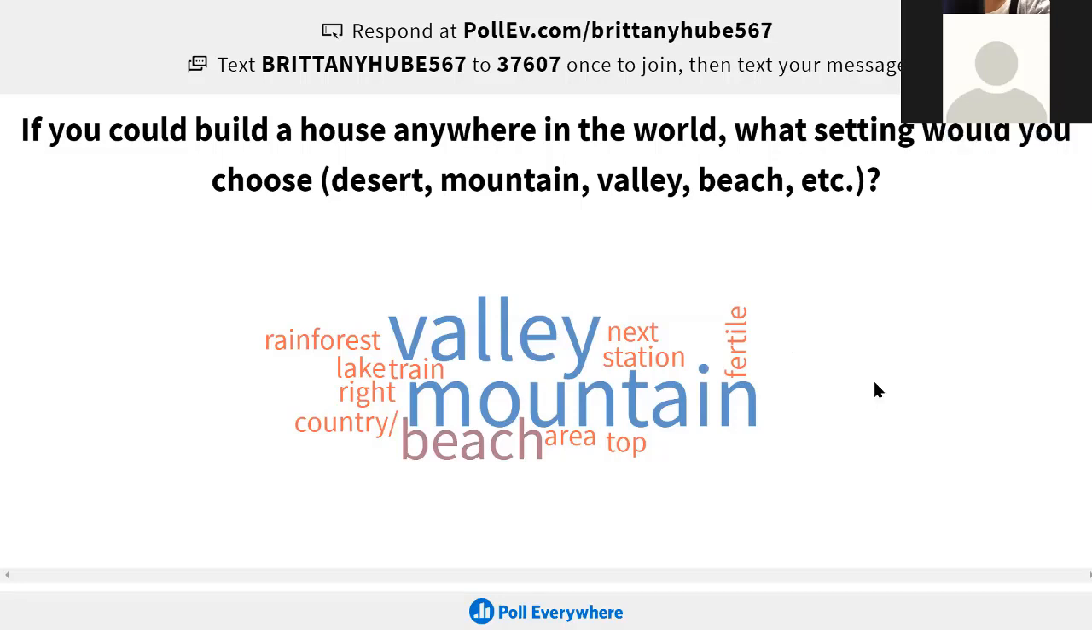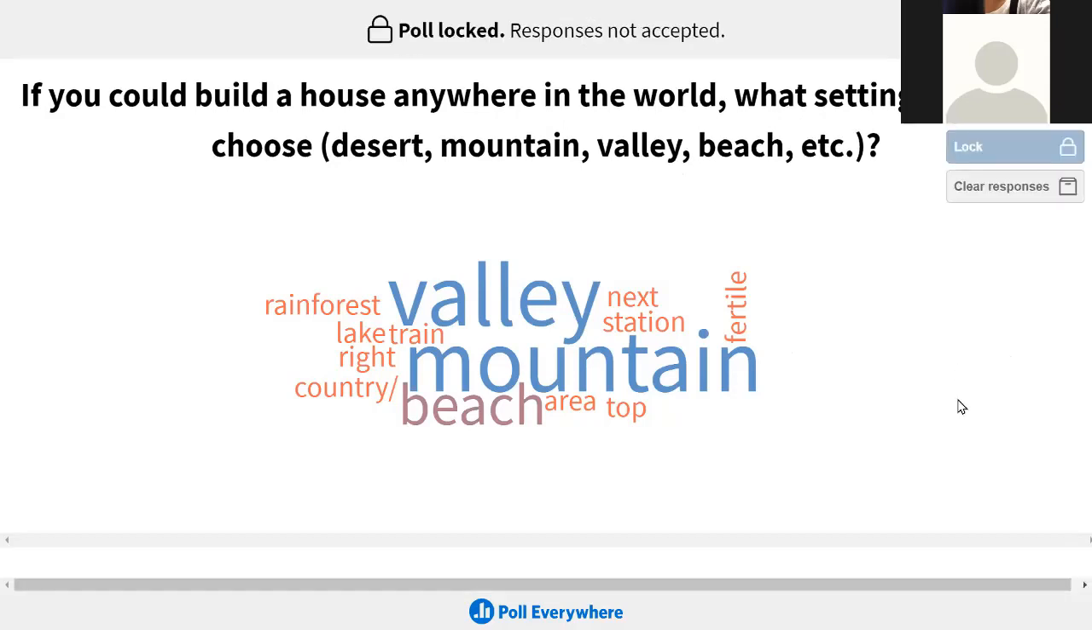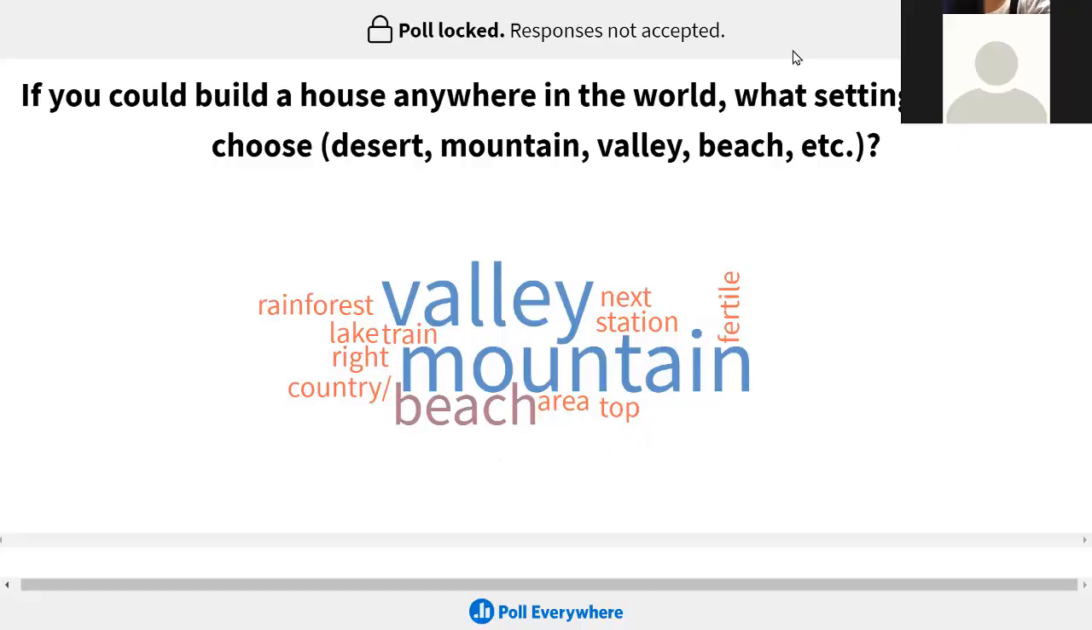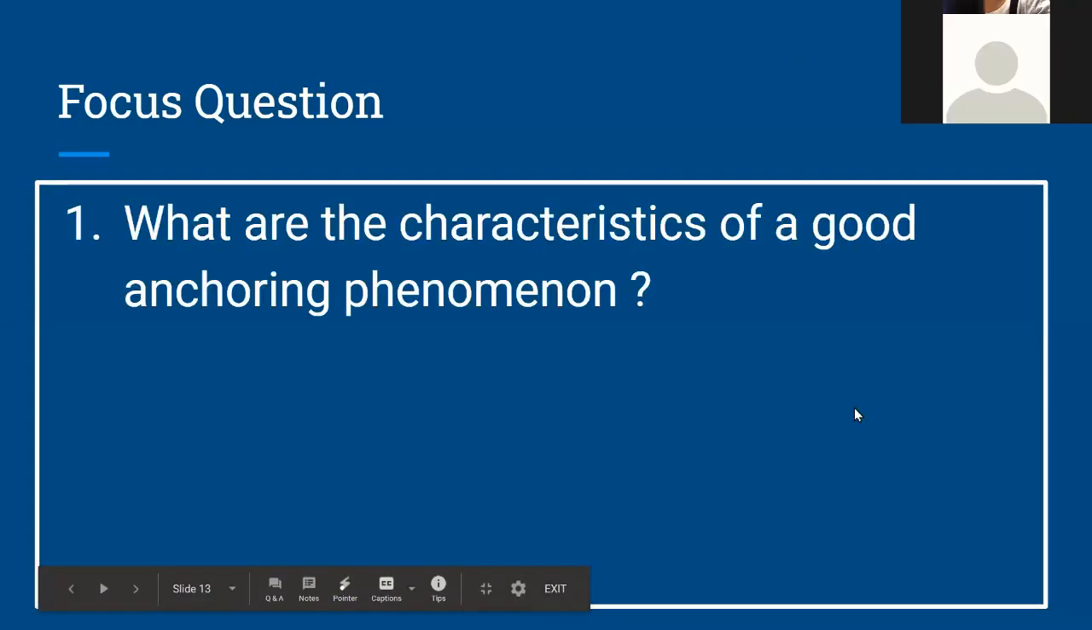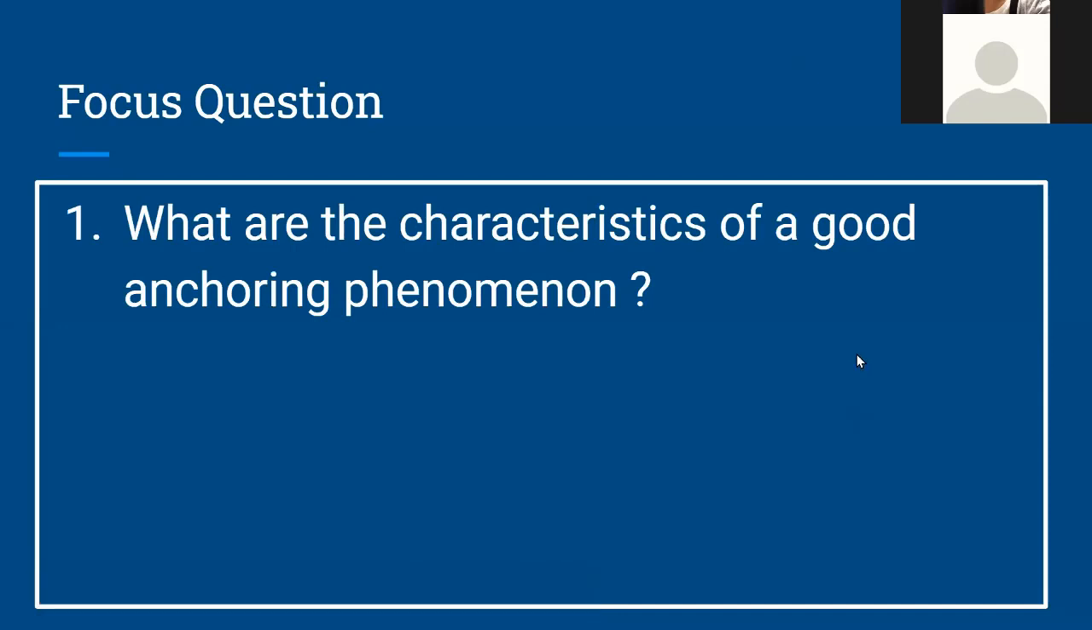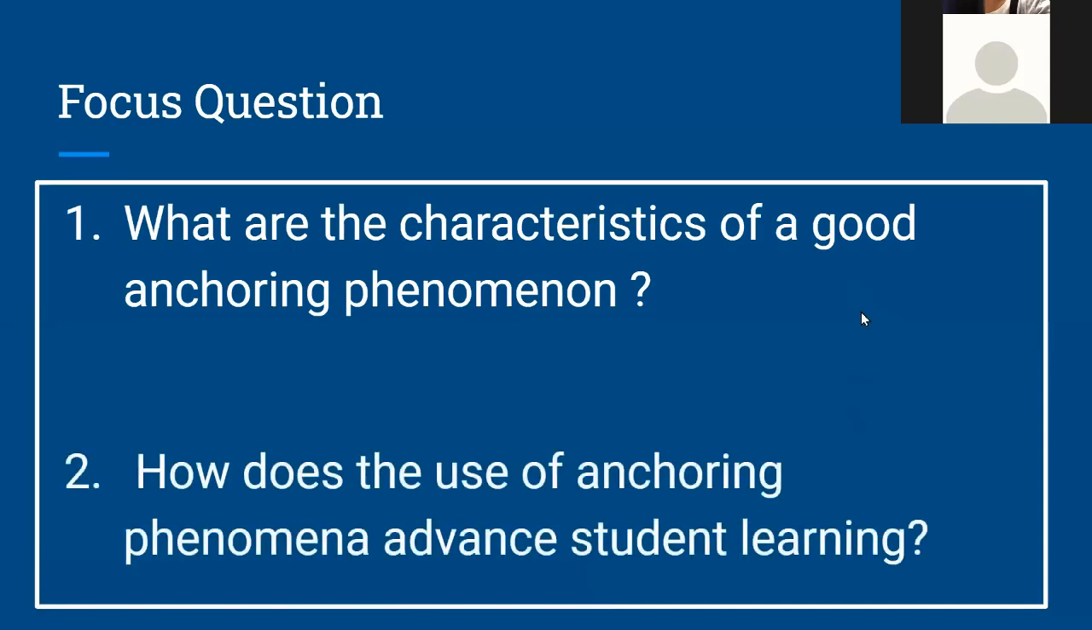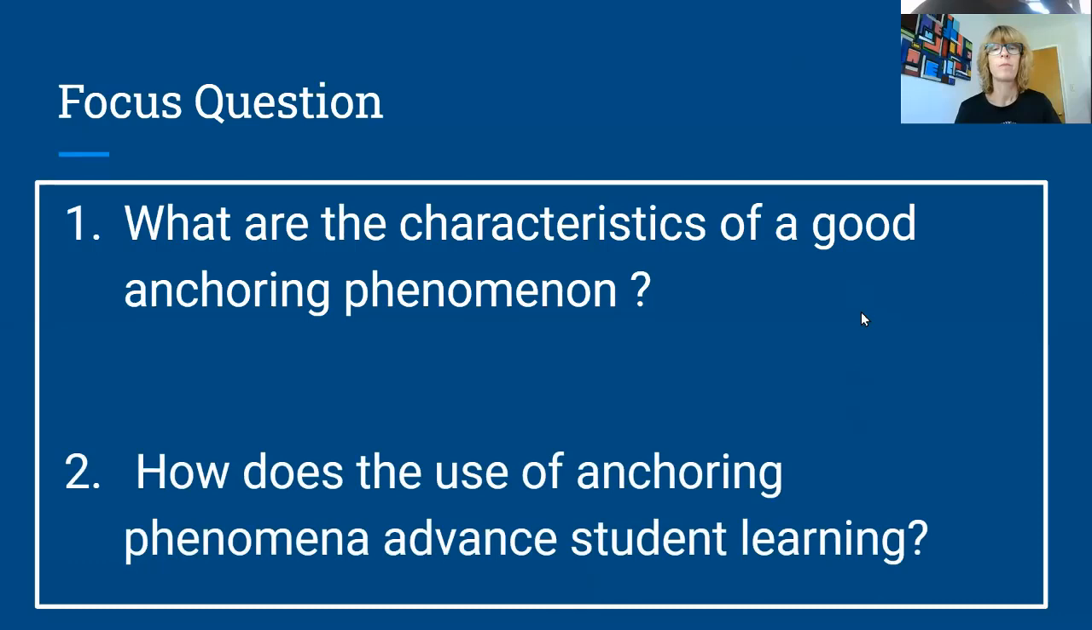So we're going to think a little bit about how we build a house today. Keep this image of where you're going to build your house in your mind, just to make it more enjoyable. And so our focus questions for today: What are the characteristics of a good anchoring phenomenon? And how does the use of anchoring phenomenon advance student learning?